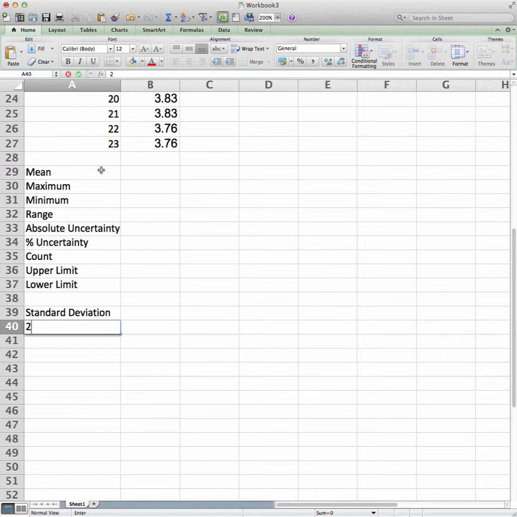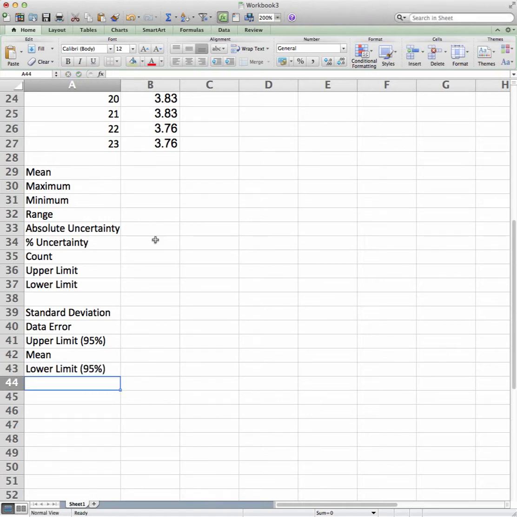Which we call the data error. And then what we would have is our upper limit, and that's what is a 95% confidence. Then we might have our mean, and then we have our lower limit with the 95% confidence interval, like so. So now we would calculate these.